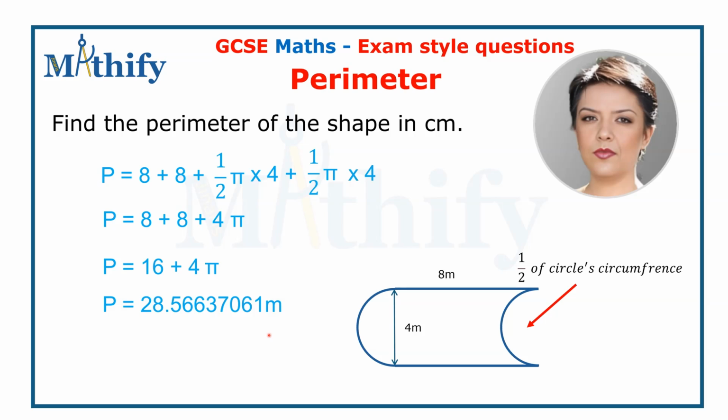28.566376061 meters. The question asks us to work out the perimeter in centimeters. And knowing from the conversions, 1 meter is equal to 100 centimeters. So in this case, we will do 28.566376061 multiplied by 100. That should give us our answer, 2,857 centimeters to 4 significant figures.